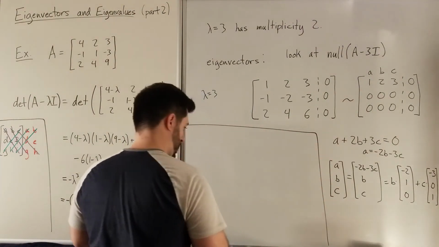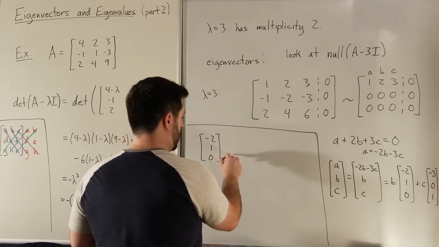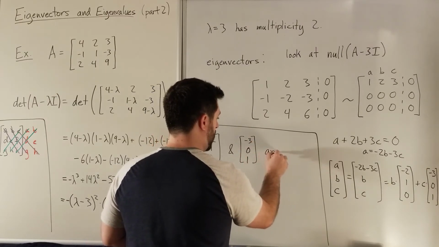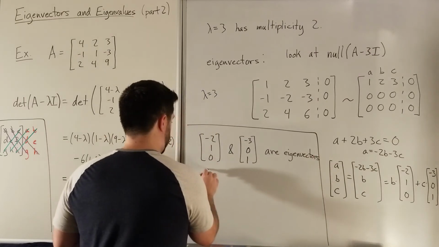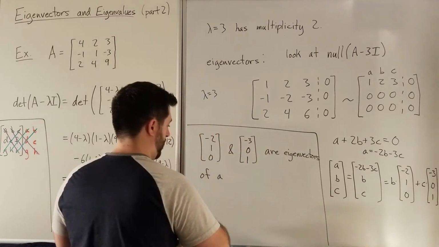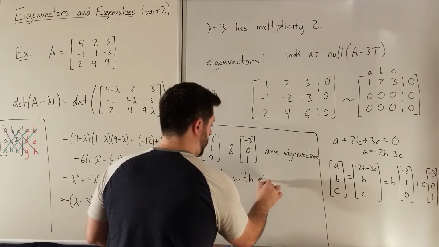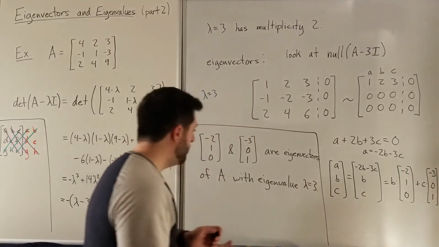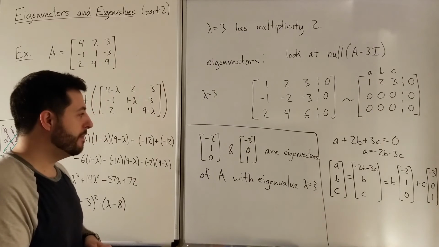So what can we say? Well, not only do we know that this vector and this vector are eigenvectors with eigenvalue lambda equals 3, but we can also see that these are linearly independent, and in general this process is going to give you linearly independent vectors here.